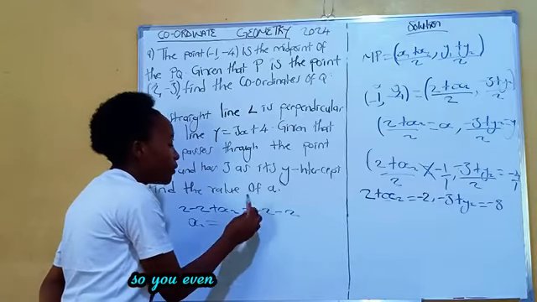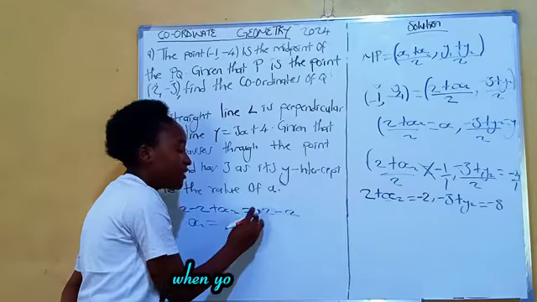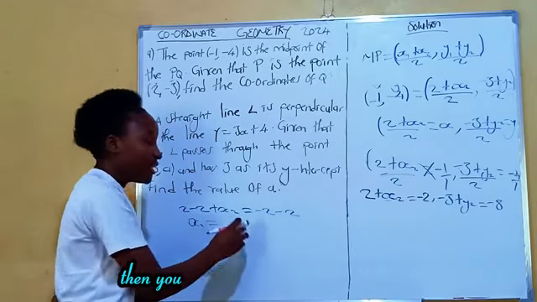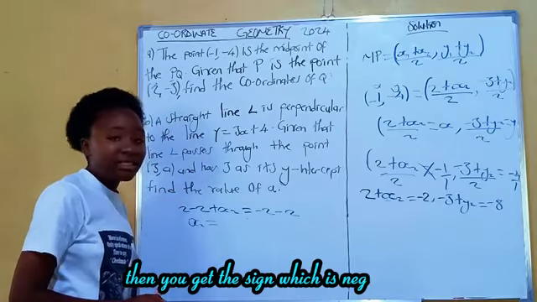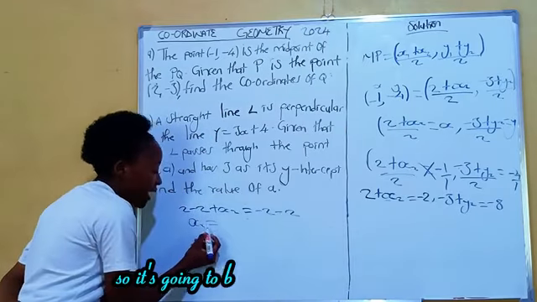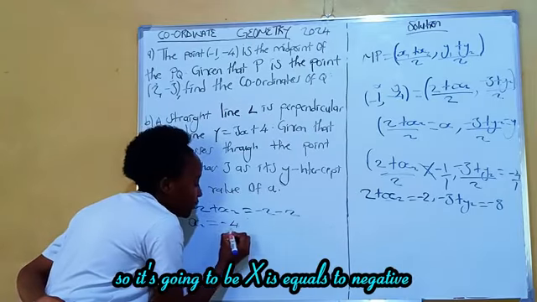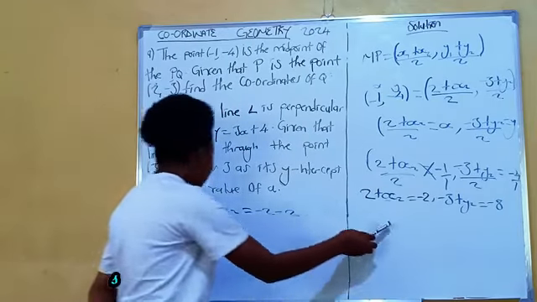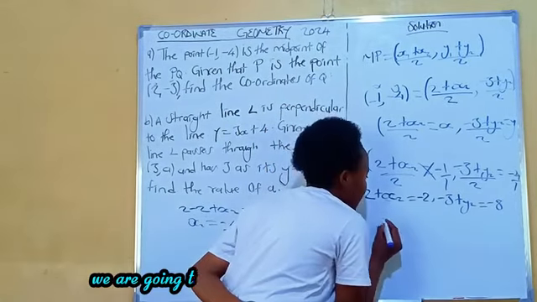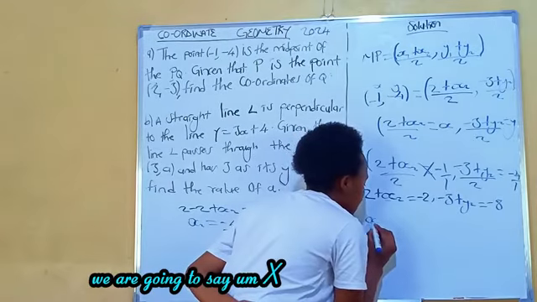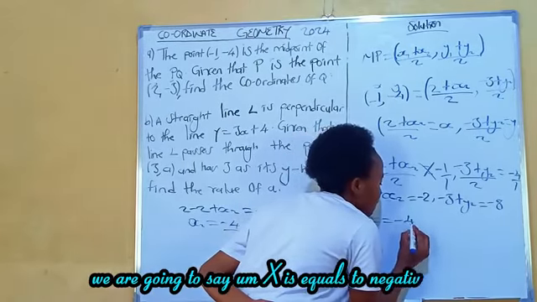First avoid the signs. When you have the same signs, add, then you get a sign. So 2 plus 2 is going to be 4, then you get a sign which is negative 4. So x is equals to negative 4. Okay, so we've gotten it. So let's indicate it here: x is equals to negative 4, comma.